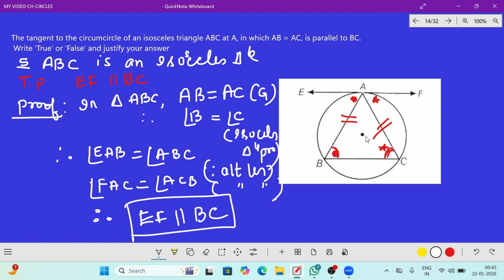This is about alternate angles between lines. We have learned that when there are two parallel lines cut by a transversal, the alternate angles will be equal. Conversely, when the alternate angles are equal, we can say that the lines are parallel. So when one line cuts these two lines, this angle and this angle become alternate angles, and hence these two lines are parallel. So we'll go to the next question.